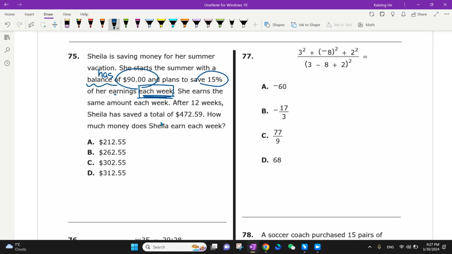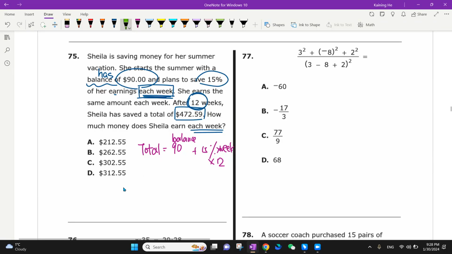After 12 weeks, Sheila saved a total of $472.59. Again, this is the amount of time. 12 weeks already passed. How much money does Sheila earn each week? Because of that, I'm looking for how much she's earning. So therefore, I'm going to set up this equation correctly. First thing, I have the total. Based on that, she is starting with the $90, which is the balance. And then add on the 15% times the amount of each week. And then how many weeks happened? Oh, now I have 12 weeks happened already.